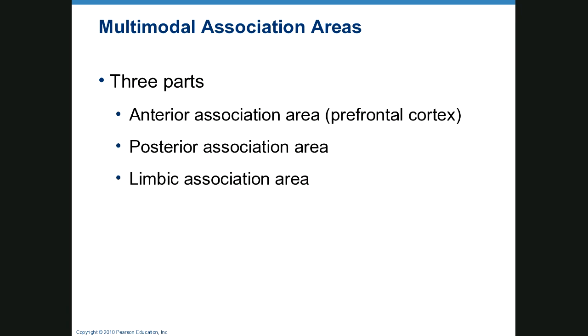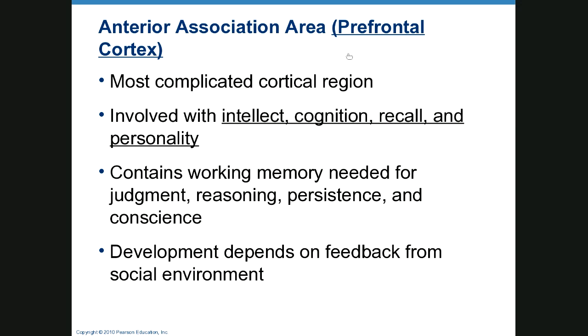Okay, we have three parts: the anterior association area, posterior association area, and limbic association area. The anterior association area, or your prefrontal cortex, is very complicated, very complex. It's involved in intellect, cognition, recall, personality, and it has a working memory for judgment, reasoning, perception, conscience, and it depends on feedback from social environment.